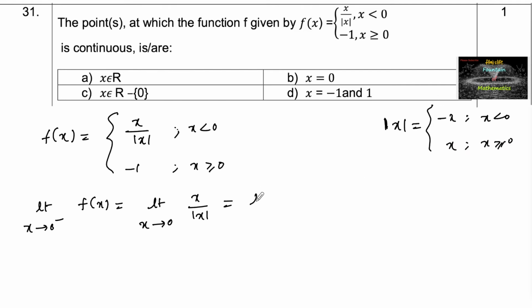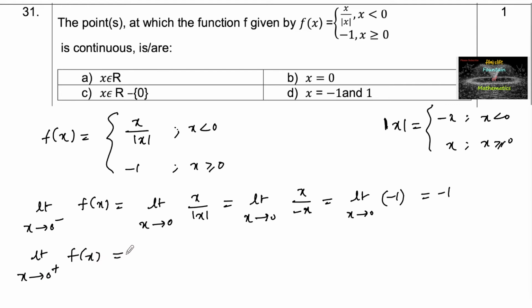So we can write here limit x tends to 0 of x upon minus x, which is equal to limit x tends to 0 of minus 1, which is equal to minus 1. Also, limit x tends to 0 plus f of x means when it is above 0, so it is given minus 1, so we can simply write the answer minus 1. Also the functional value f of 0 is equal to minus 1, and here clearly we can say that left hand limit, right hand limit and the functional value all are equal.